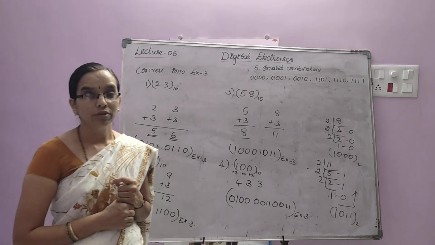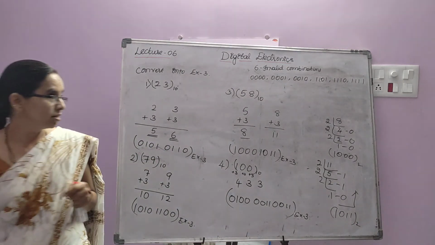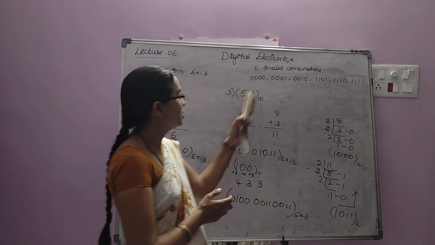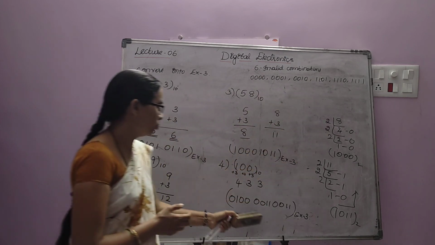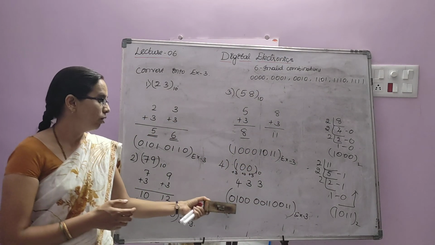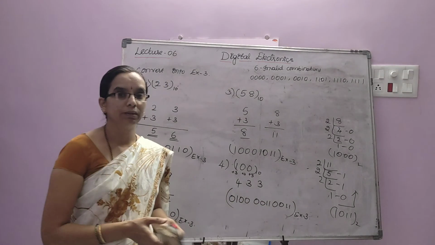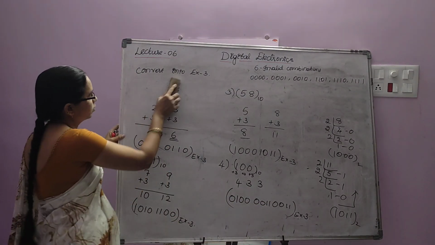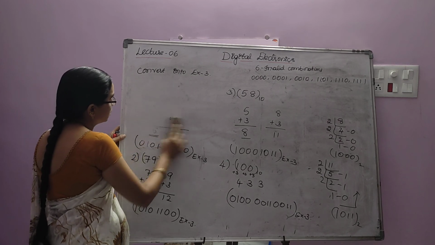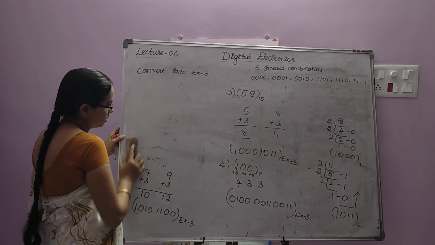So any number in decimal you can convert into excess3. Okay, if your answer is coming, these 6 combinations should not be there in any of the 4-bit groups. This is the decimal to excess3 conversion.